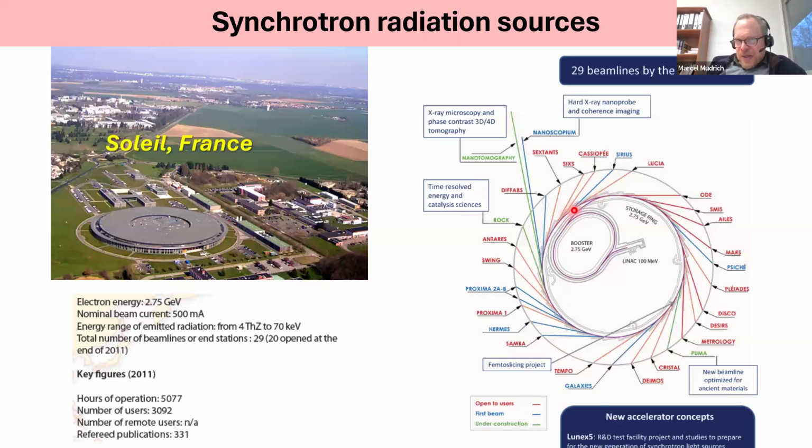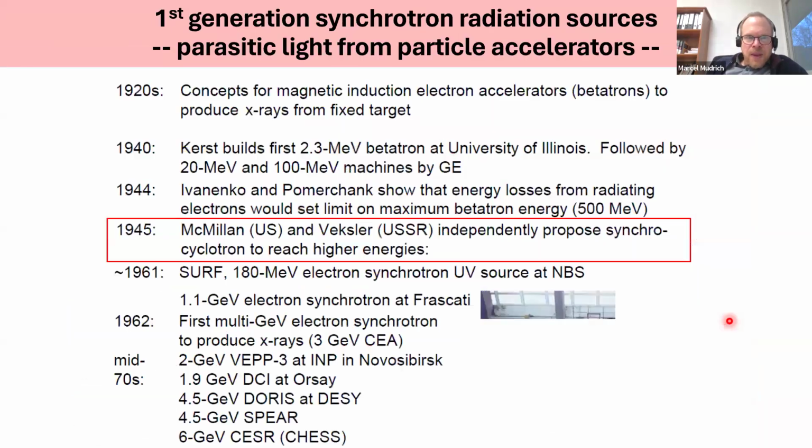The infrastructure, the storage ring, can be used for how many? 25 beamlines or 29 beamlines. This is already 10 years ago. And these 29 beamlines operate at the same time, simultaneously, which makes these facilities very efficient and very productive.